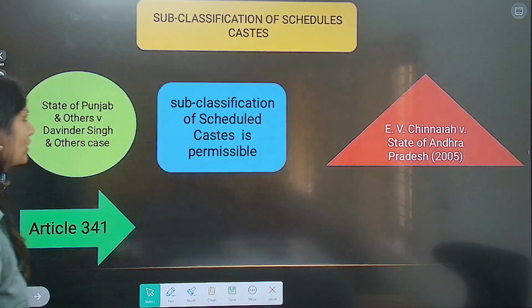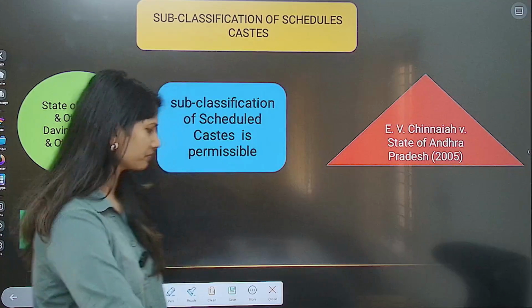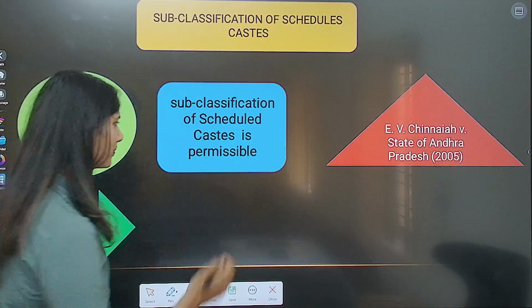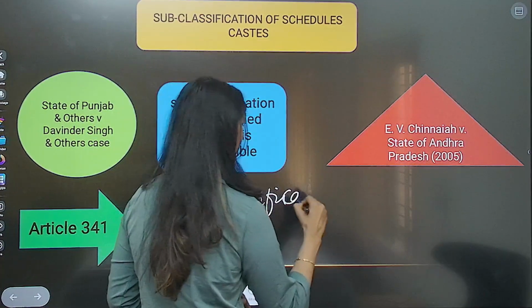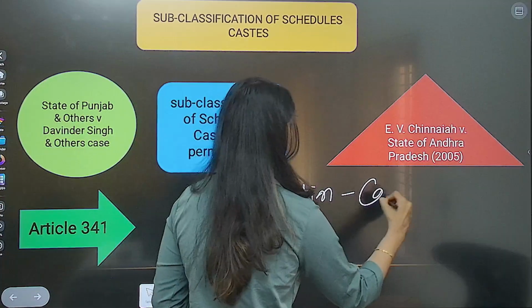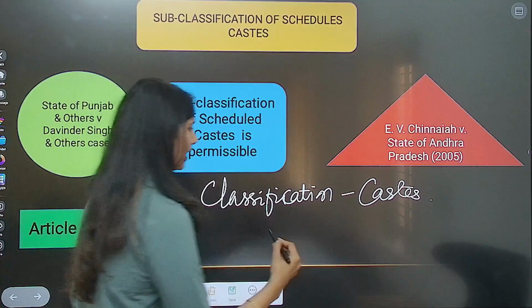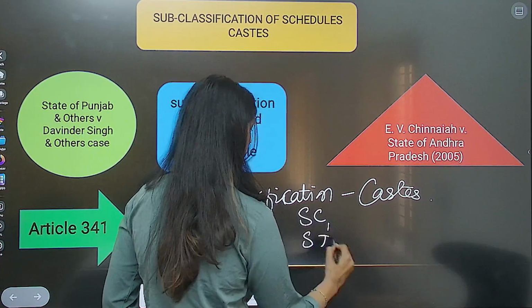Let's get into the first topic, sub-classification of scheduled castes. First and foremost, understand a few things. Why do you need classification of castes? That will be the first question. Let's take it like this. We have something called SC, ST, OBC.